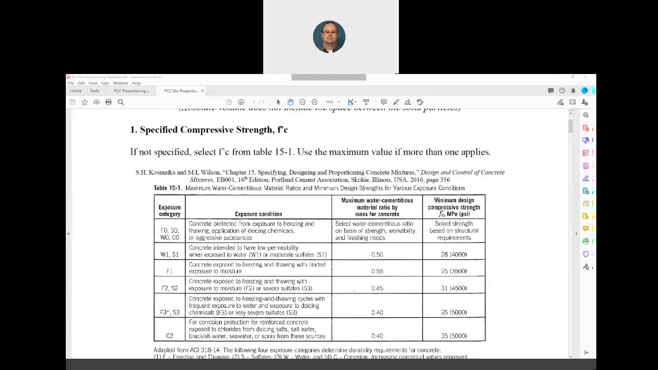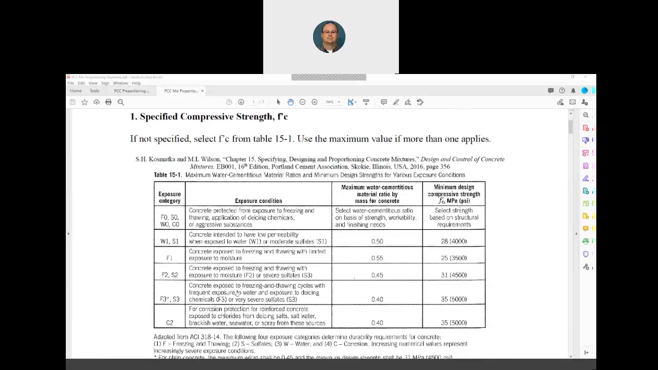Okay, or if we got severe sulfates or very severe sulfates, S2, S3. So I think this is supposed to be S2 here. All right. C2, for corrosion protection for reinforced concrete exposed to chlorides. Yes, seawater, de-icing salts, our roadway, salt water, brackish water, seawater, or spray from these sources. Okay. So our water cement ratio of 0.4 and our design strength of 5,000.